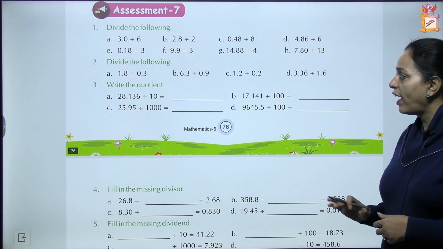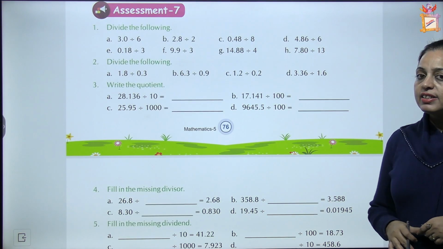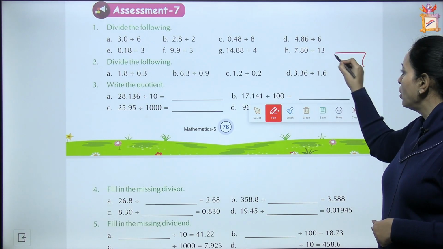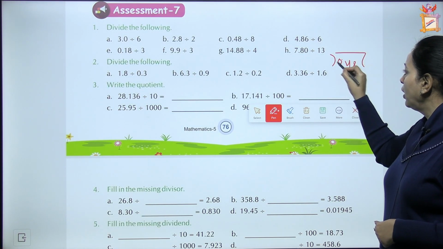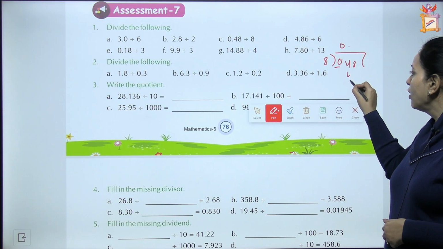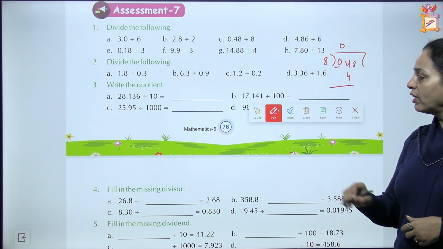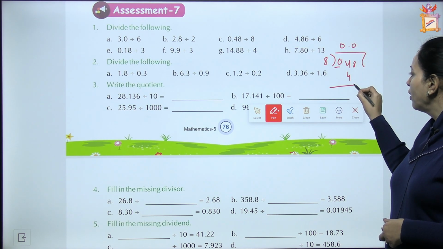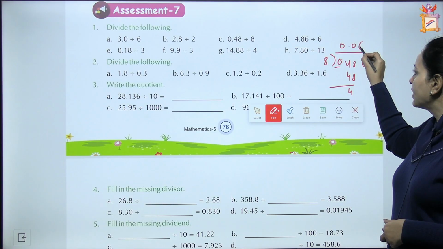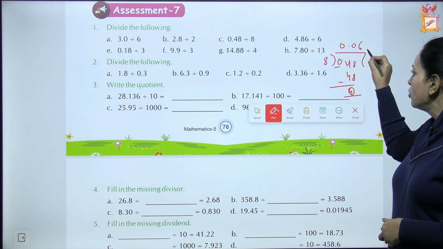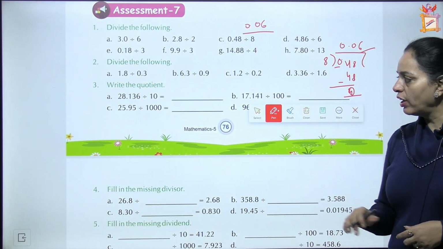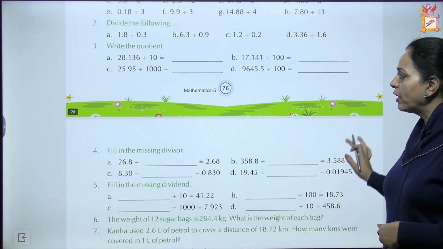Now assessment 7 based on such type of examples. See the first one, divide the following. Like C part, 0.48 divided by 8. So 0.48 divided by 8. So whole part is 0. Now decimal part starts. But 4 is again smaller than 8. So we will take 48. 8 6s are 48. So answer is 0.06. Okay, you do the practice, the concept would be clear to you.